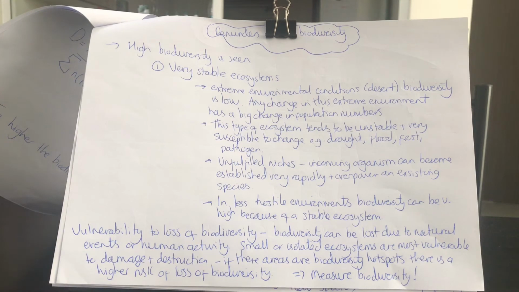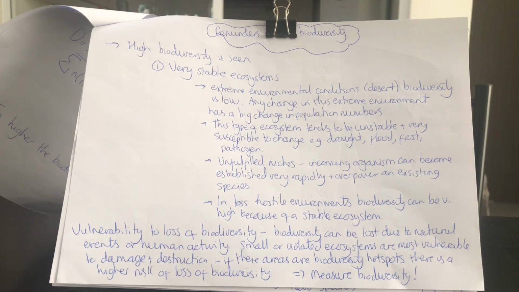Biodiversity can be lost due to natural events, so things like those floods, those frosts, those droughts, volcano eruptions, or there is also obviously the impact of human activity. Small or isolated ecosystems, so think like islands in the middle of the ocean, not near any other land masses, are an example of an isolated ecosystem. Those are most vulnerable to damage and destruction.